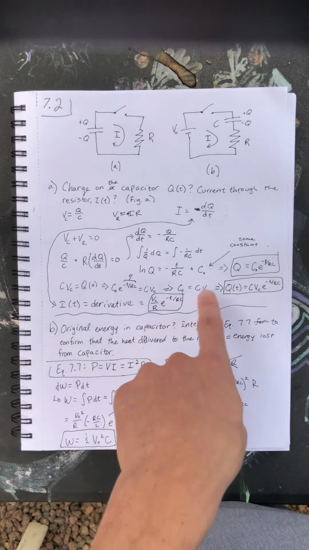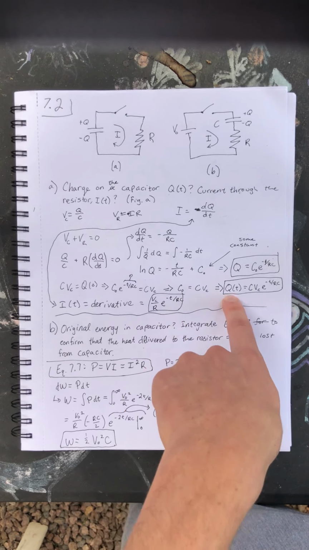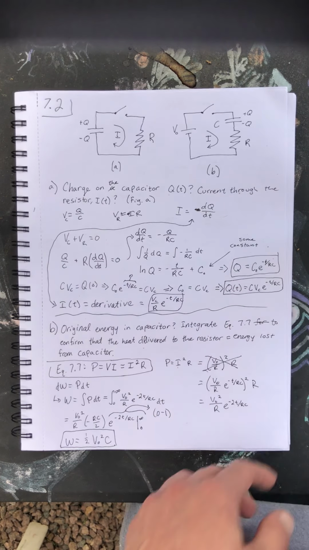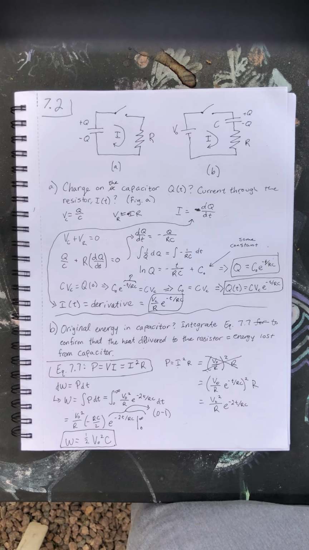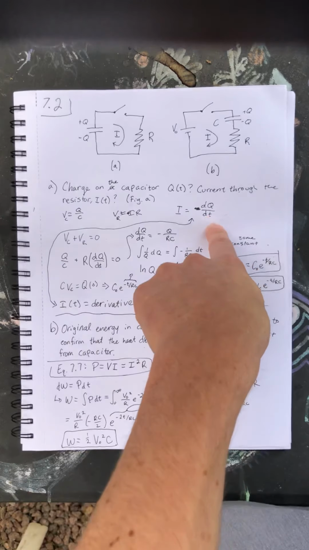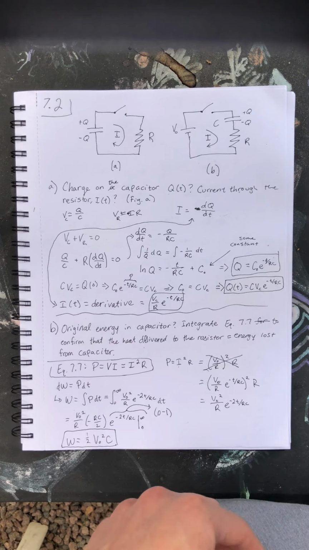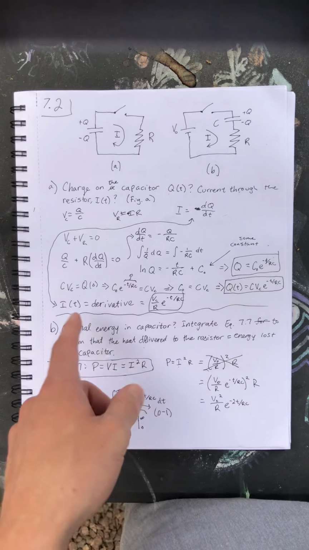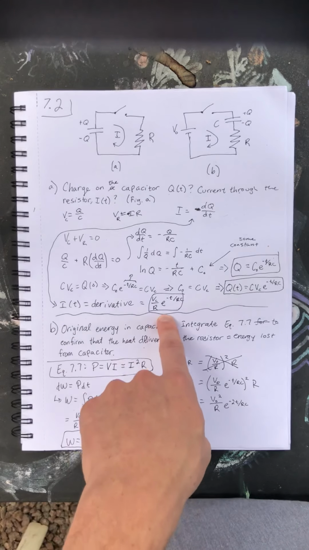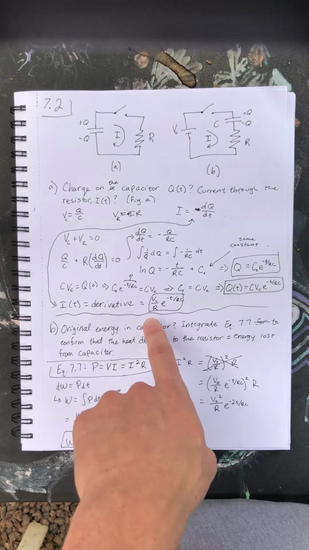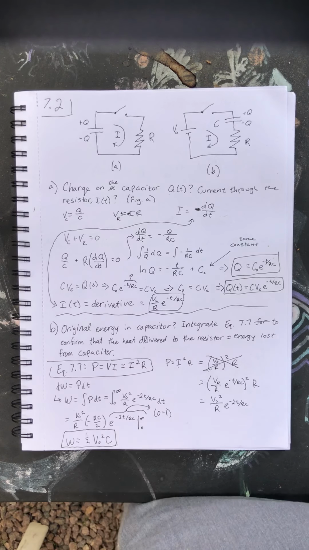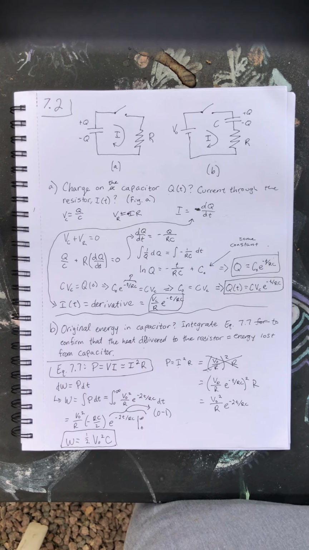And then after a little bit more algebra and manipulation, we can find that Q of t is going to be equal to C, the capacitance, times the electric potential, times e to the negative t over RC. And then current is just as we stated up here, is going to be the derivative of Q of t with respect to time, obviously. And I won't bore you with the algebra or the derivative, but it's going to come out to be V sub C over R times e to the negative t divided by RC.